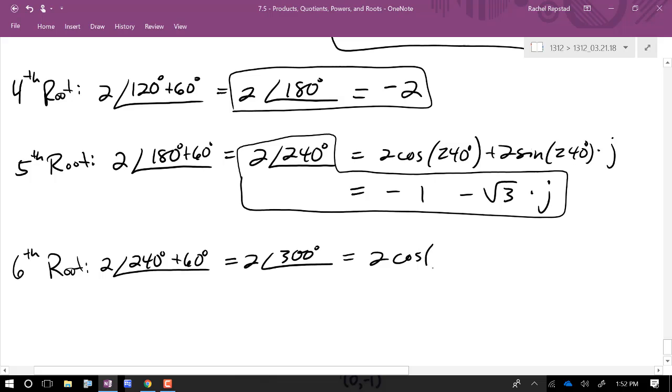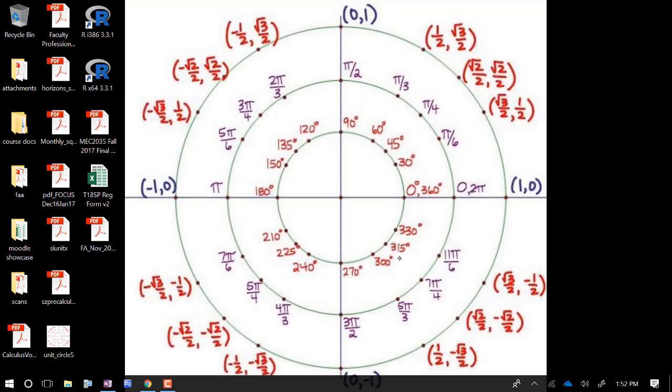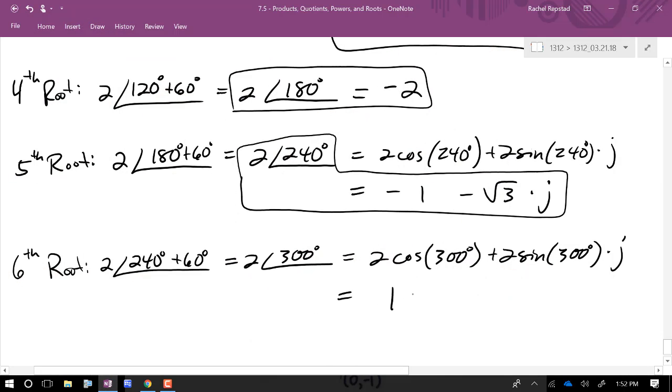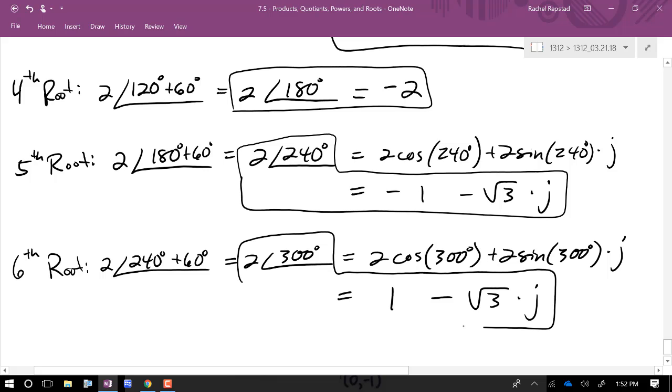2 cosine of 300 plus 2 sine of 300 times j. Cosine of 300 is positive 1/2 and sine is negative root 3 over 2. So that means this will be a positive 1 minus root 3 times j. Those are our sixth roots of 64.